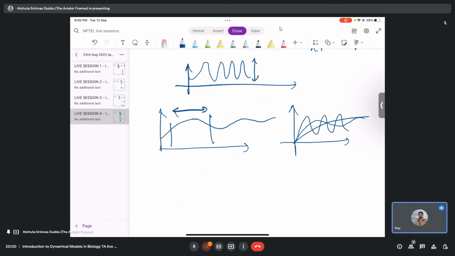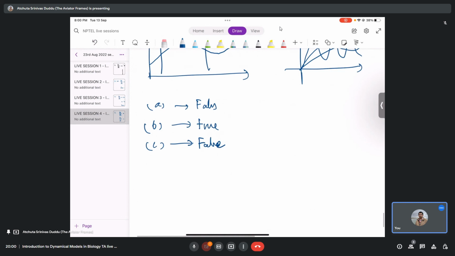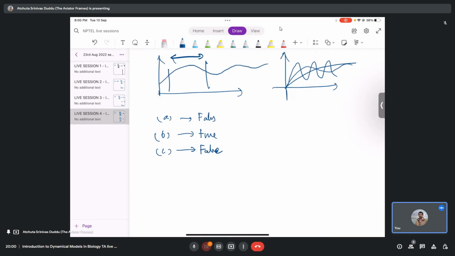So if you look at all the three statements: A, leaky expression increases the tendency of oscillations, which is false. B, increasing mRNA stability increases amplitude of oscillations. True. C, increase in protein stability increases the amplitude of oscillations, which is again false. Right? So yeah, if there is any question, let me know. I'll just stop for a second.